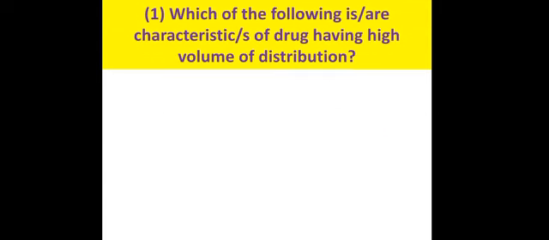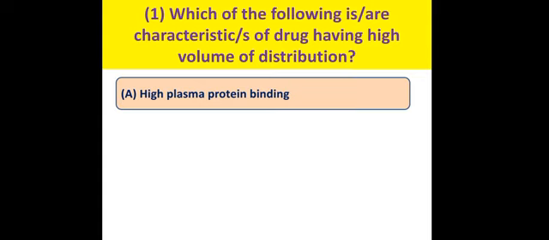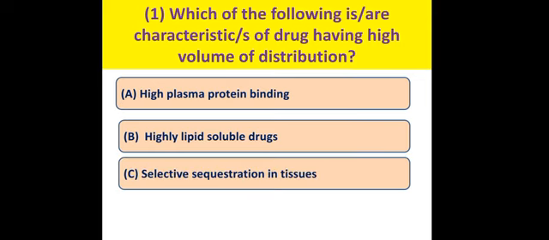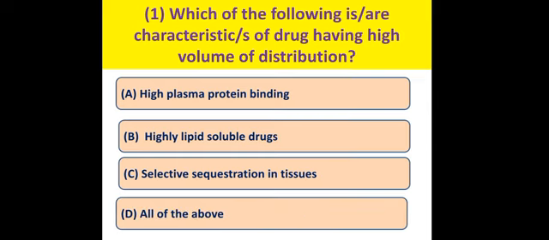So first question is, which of the following is or are characteristics of drug having high volume of distribution? Option A, high plasma protein binding. Option B, highly lipid soluble drugs. Option C, selective sequestration in the tissues. And option D, all of the above.